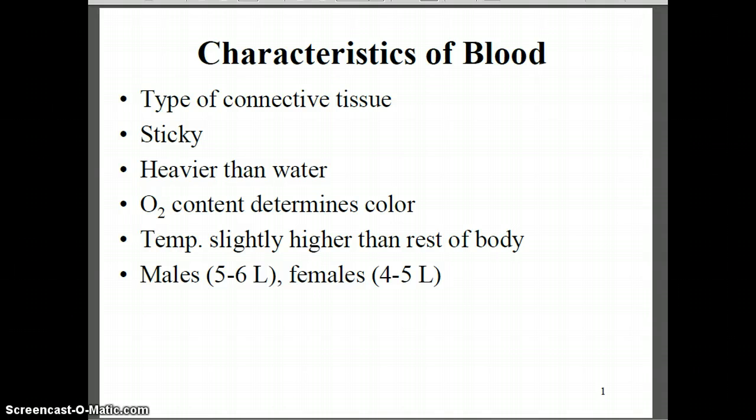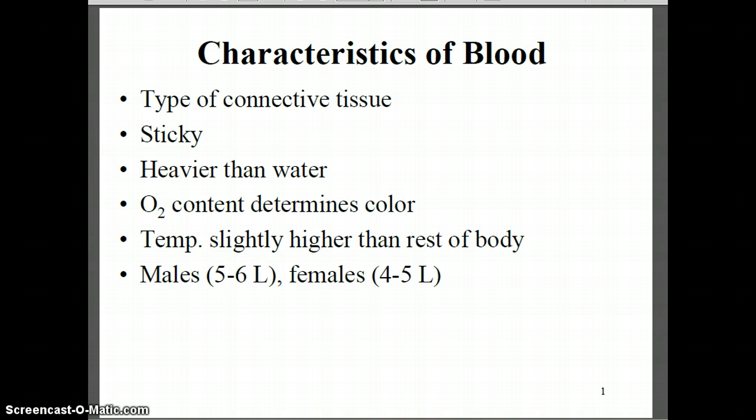This is the PowerPoint recording for the section chapter on blood. So first of all, some of the characteristics of blood. Blood is a type of connective tissue. It is sticky or viscous. It is heavier than water, and the amount of oxygen determines the color of blood.